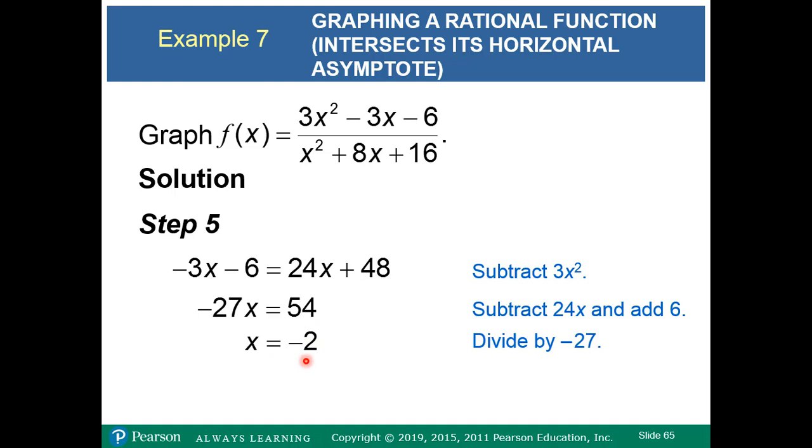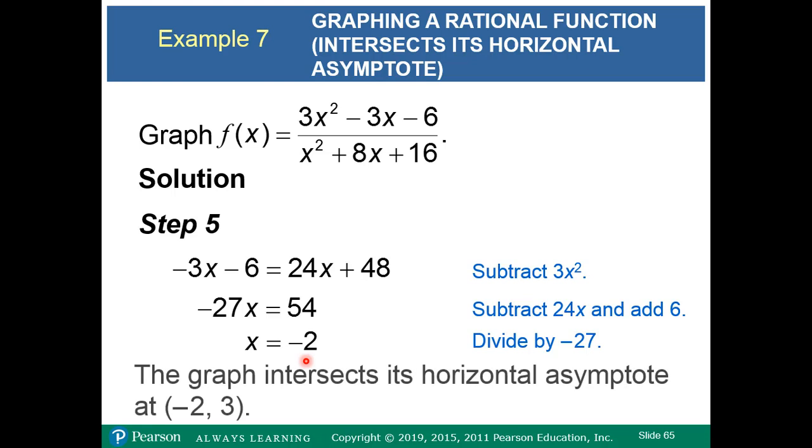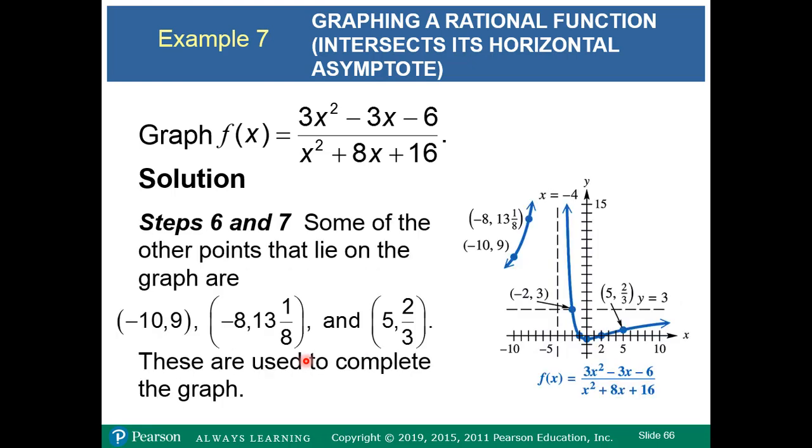And that is where our vertical asymptote is located. Or excuse me, I'm sorry. This tells us that it crosses the horizontal asymptote, because we set it equal to 3. We found a value of x that makes that true, so it crosses the horizontal asymptote at x equals negative 2. The point that intersects the horizontal asymptote is negative 2, comma 3. And when we put it all together, we sketch the graph and figure out what the behavior looks like.